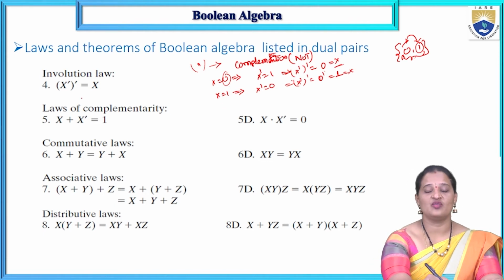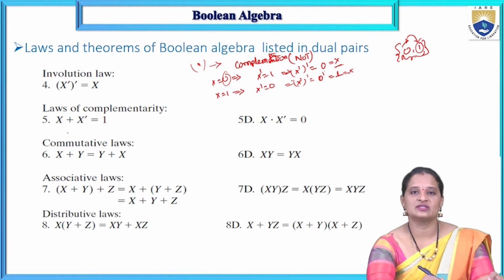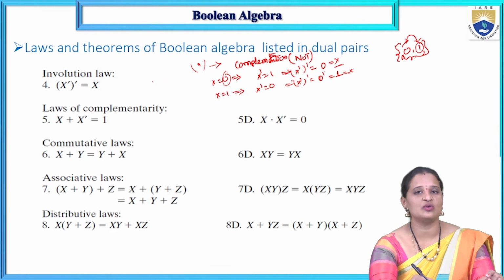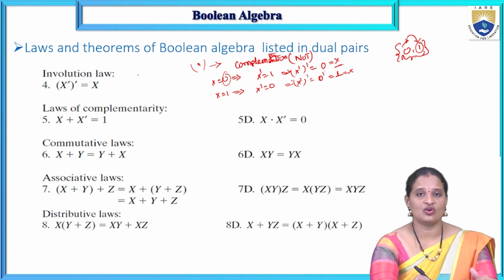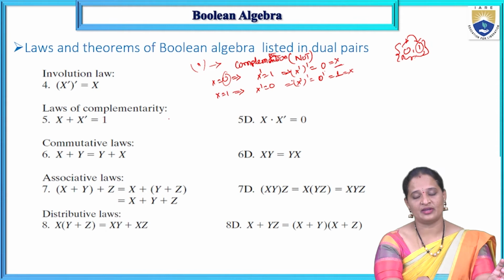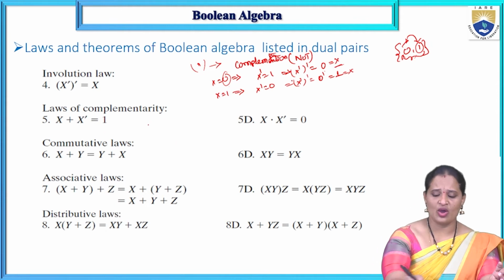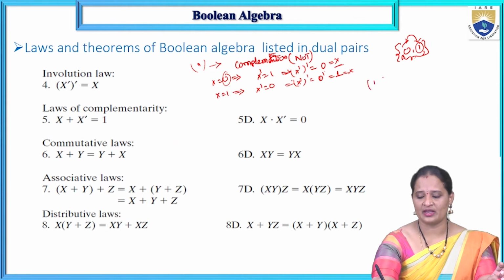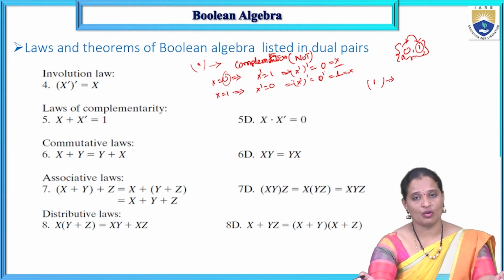So that is why the involution law states that x complement whole complement is equal to x. This is related not only to x, whatever the Boolean variable may be, however you represent it, x complement whole complement is equal to x only. And the law of complementarity. As I told you, this operator represents the complement operation.